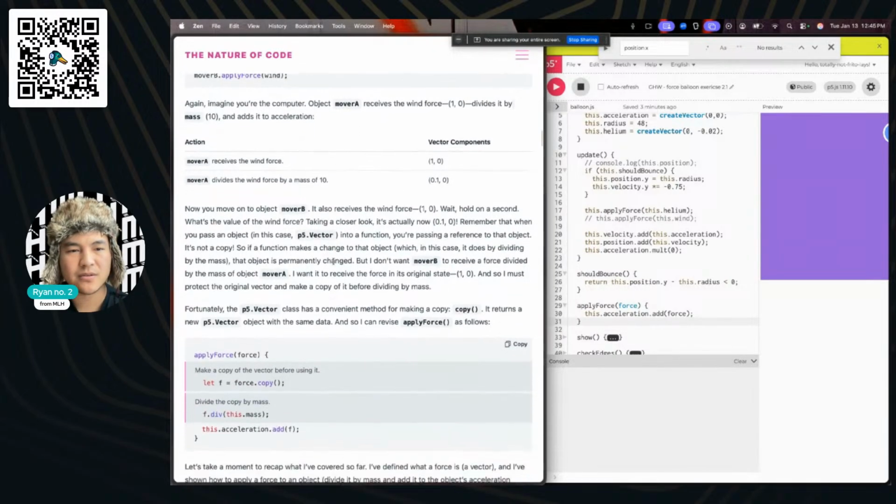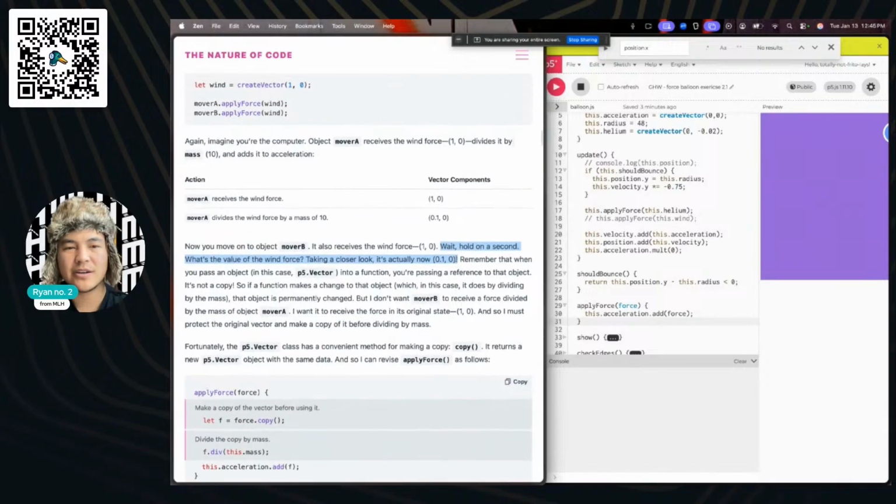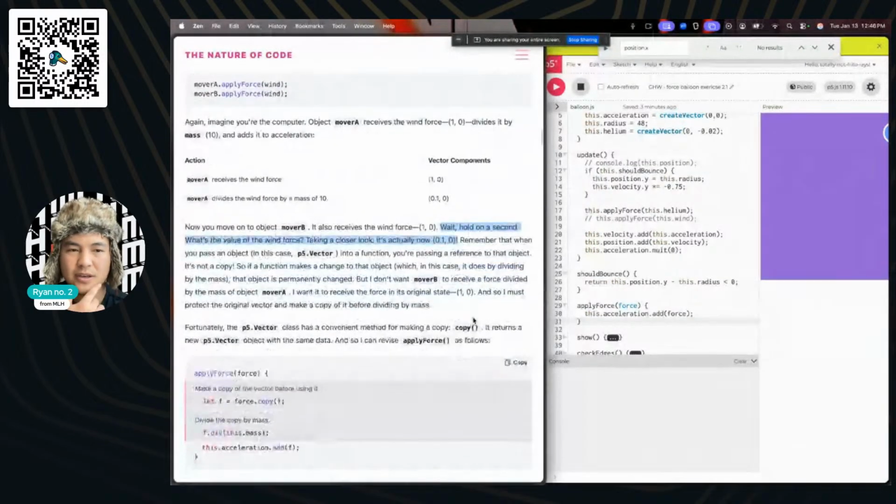Okay. Yeah, so we reduce the wind force by the mass. Then we move on to object B. It also receives the wind force. So the problem is that the wind force is, I guess, like the global thing instead of it being a per object force right now. And so that's why we ended up with a 0.01 or 0.1 on mover B instead of the one that we were expecting in mover A.